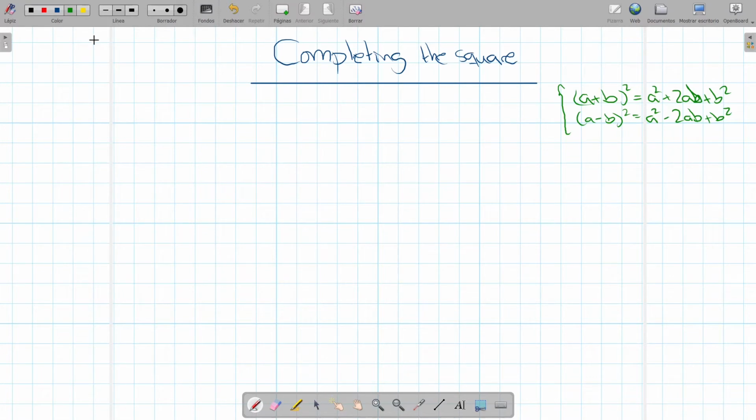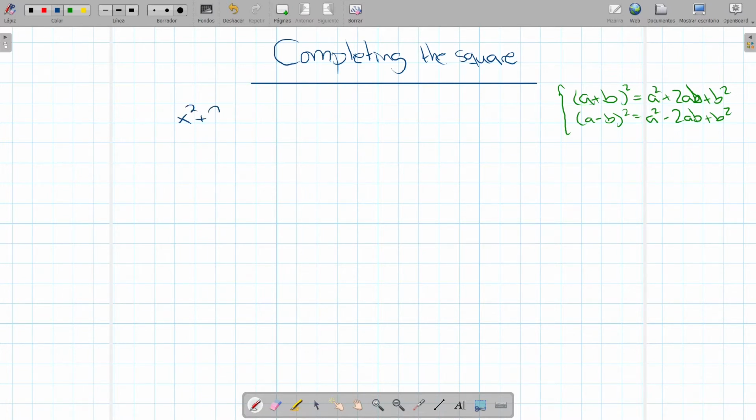And if you haven't, I recommend you to watch our videos on perfect squares to be able to understand completing the square. So what is completing the square? Okay, in the exercises of the notable products, you need to have done some things like this.